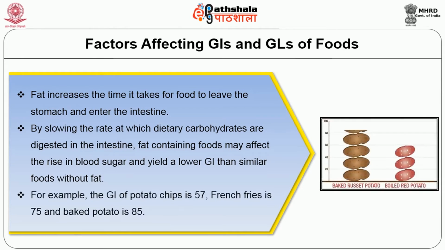For example, the glycemic index of potato chips is 57, French fry is 75 and a baked potato is 85.